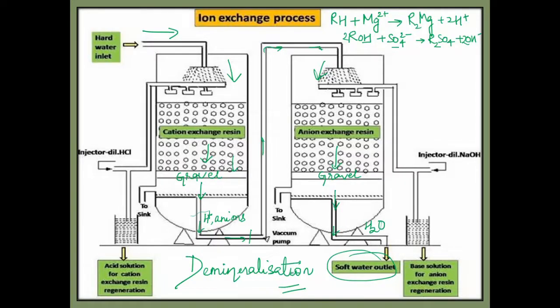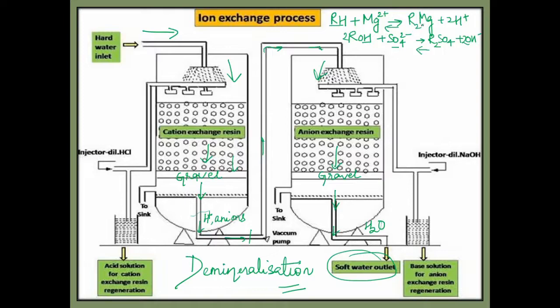So now what happens is, as I said in the principle, it is a reversible reaction. That means we need to show the backward reaction also. And now if you go back here, you can see that there is a backward reaction possible here and here both. Why? Because at one point of time, this RH may get exhausted to R2Mg or R2Ca, because there is a limited amount of resin you are keeping here, right? So it is going to get exhausted at one point of time. Now, if it is exhausted and you allow hard water to pass, obviously it's not going to exchange the ions, and the softening will not be done.